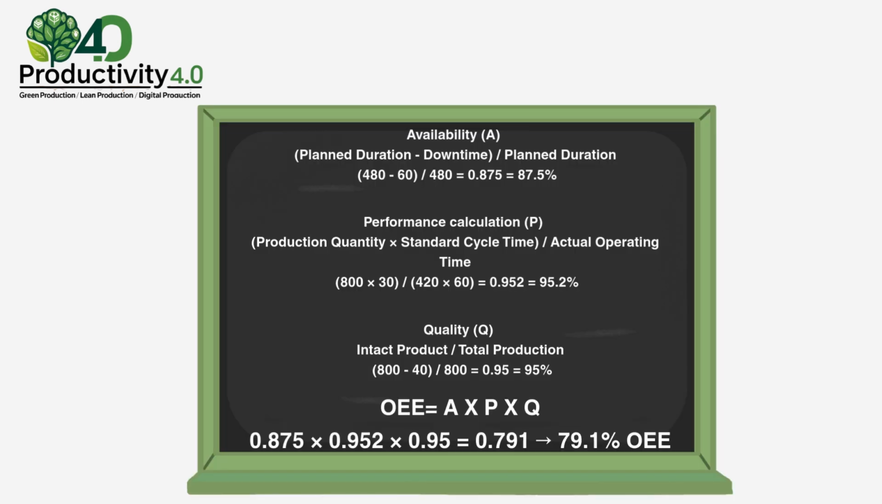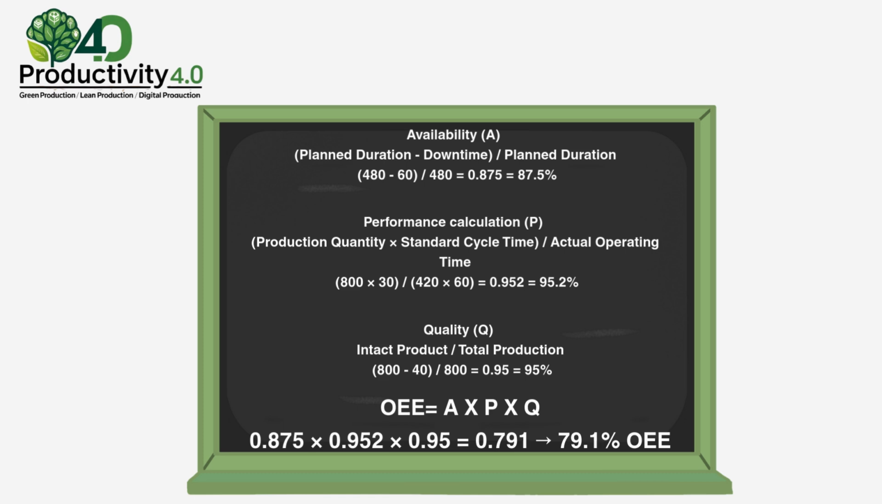First, let's calculate our availability rate. The planned time was 480 minutes, but the machine only operated for 420 minutes. This shows a downtime of 60 minutes. This downtime reduces the availability rate. The calculation is scheduled time minus downtime, divided by planned time. For example, 480 minus 60, divided by 480, equals 87.5%. So, our machine operated 87.5% of the planned time.